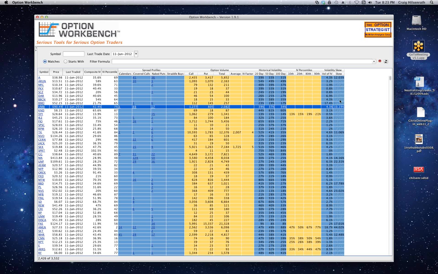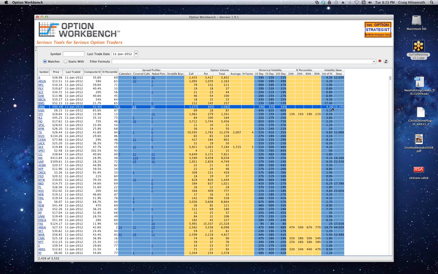So these numbers that are grayed out are numbers that Option Workbench puts in there just so you can know what the skew is. And it's kind of hard to read on the presentation, but if you have it on your live screen, it's a little bit easier to read.